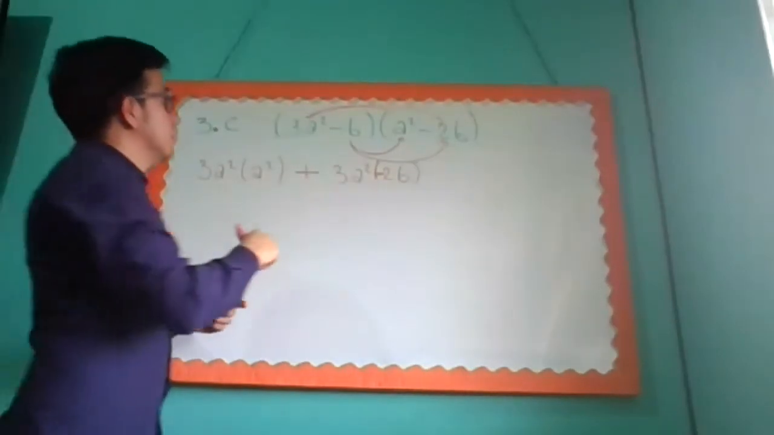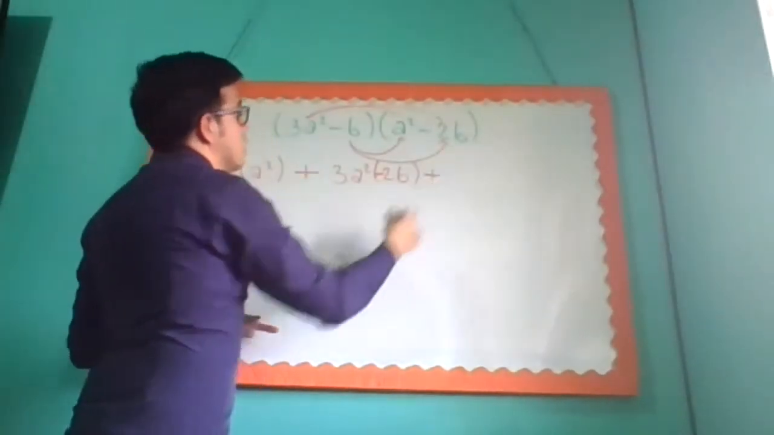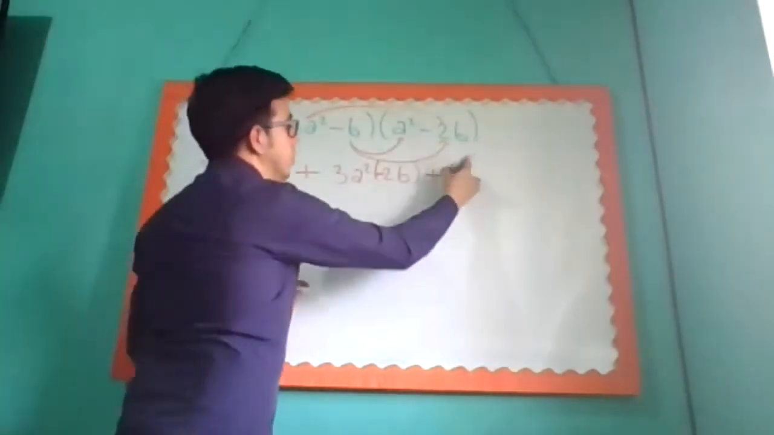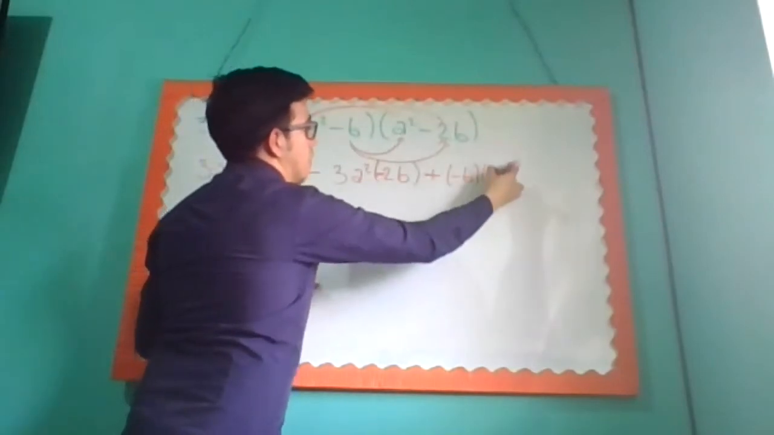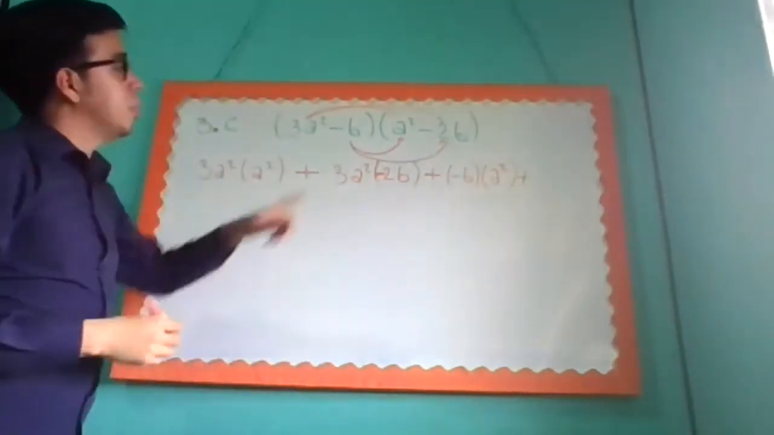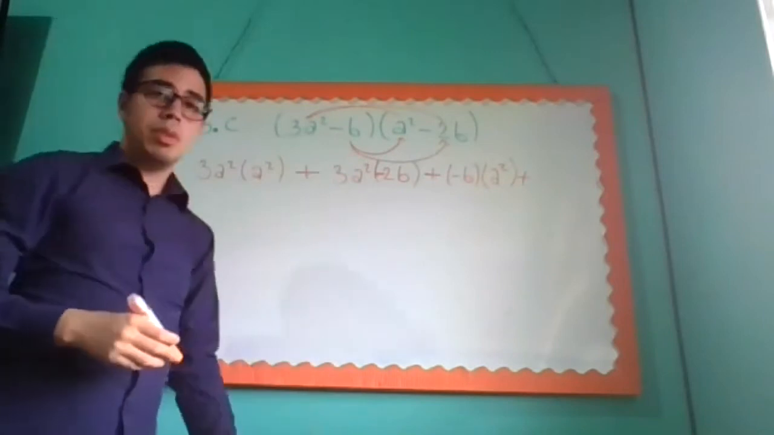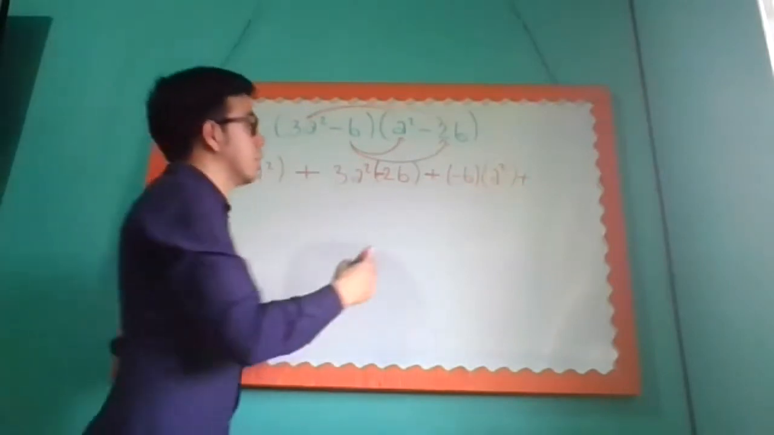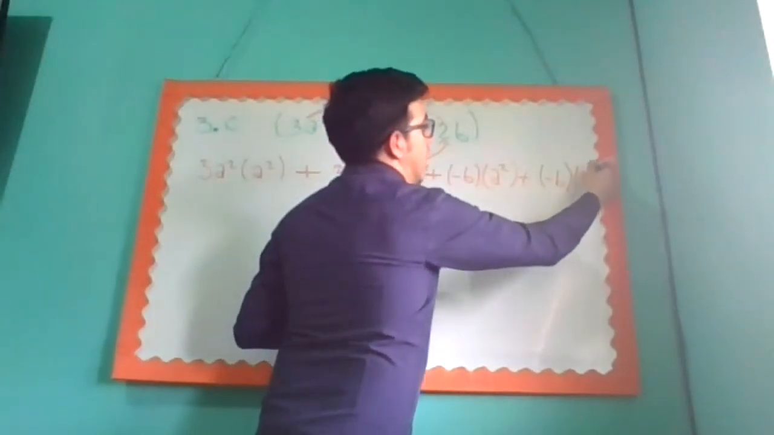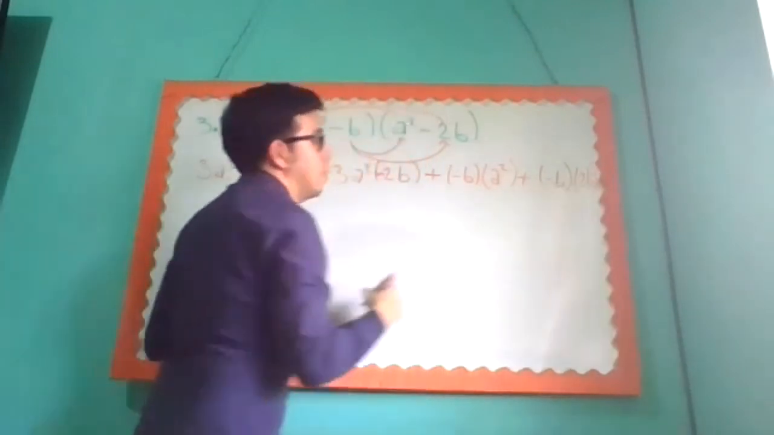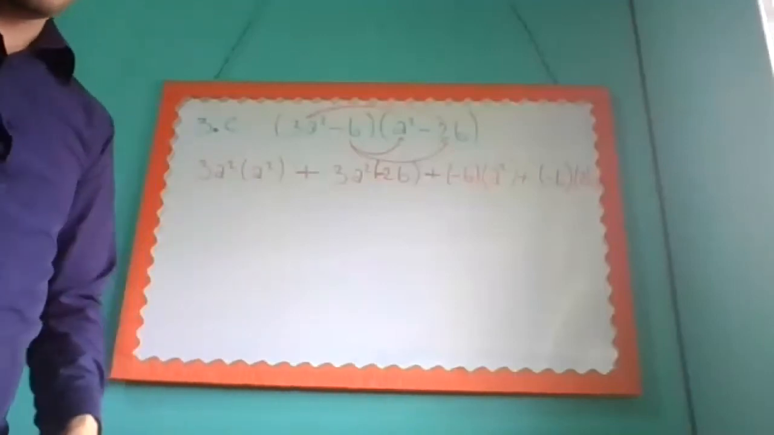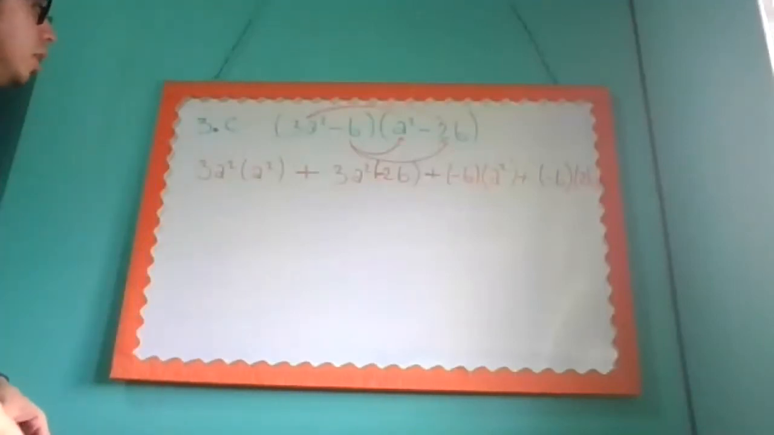Okay, and for the other one, plus, and you multiply negative b times a to the power of 2. And for the last one, plus the multiplication of these two, negative b and negative 2b. Two times b on this one. Okay, I don't have enough space. So this is what we have, and we only start with the operations.